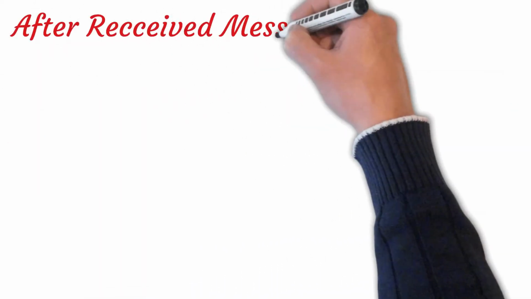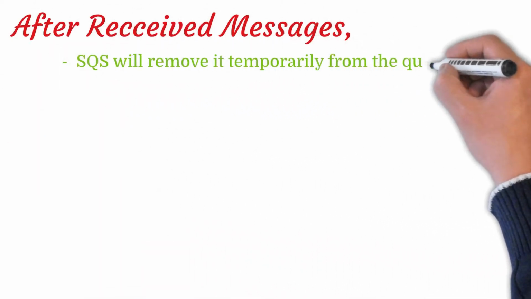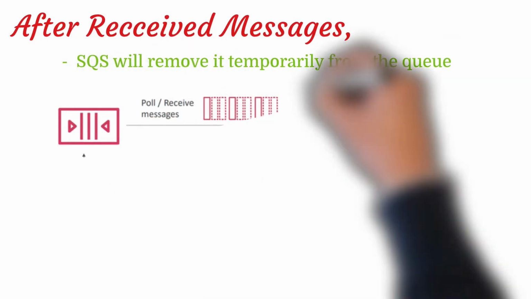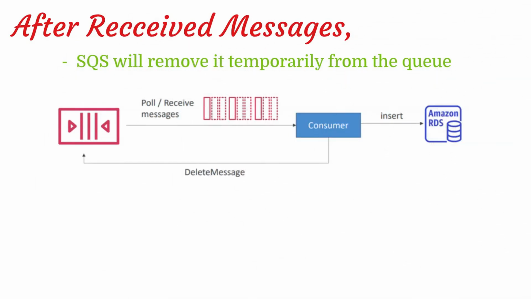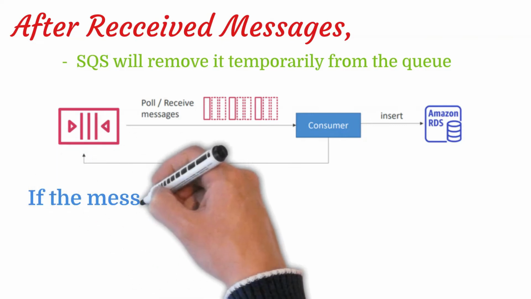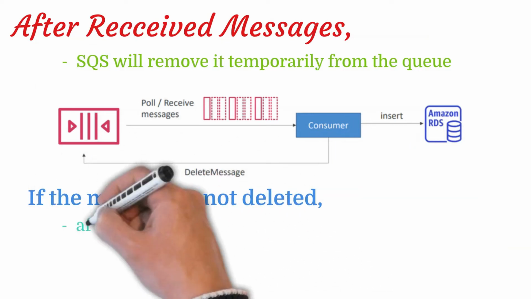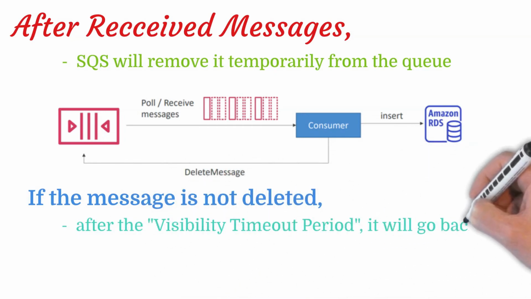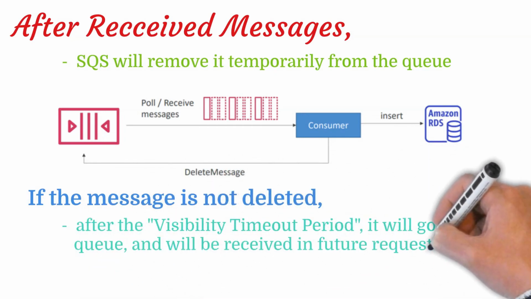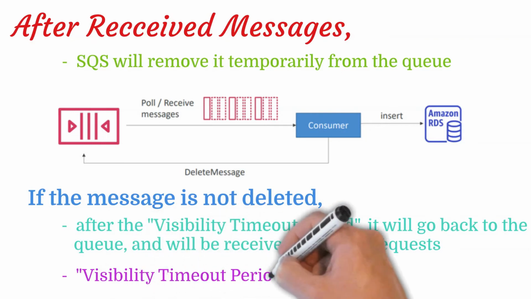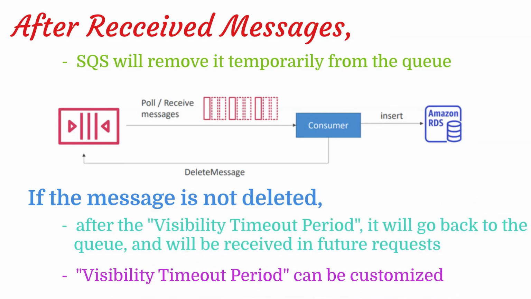After a message is received, SQS will remove it temporarily from the queue. This is to avoid it being consumed twice, although it still might happen on some occasions. During a certain time, the message will be hidden, and the consumer has the chance to process it, and later delete it from the queue. If the message is not deleted, after the visibility timeout period, it will go back to the queue, and will be received in future requests. The visibility timeout period can be customized.